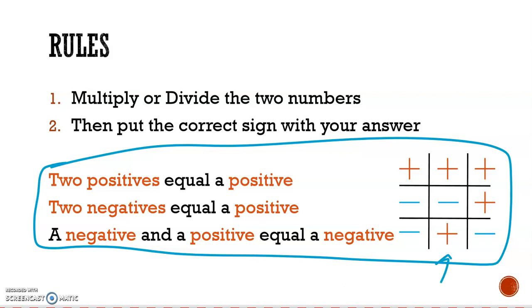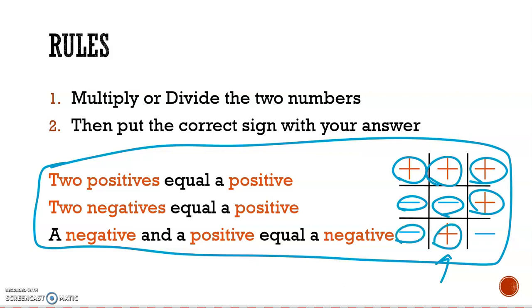So if I'm reading this across, two positives right here equals a positive. Two negatives, so there's my two negatives. When I multiply or divide that, it's going to be a positive. And then a negative times a positive is a negative, okay? And vice versa. A positive times a negative or a positive divided by a negative will also equal negative.